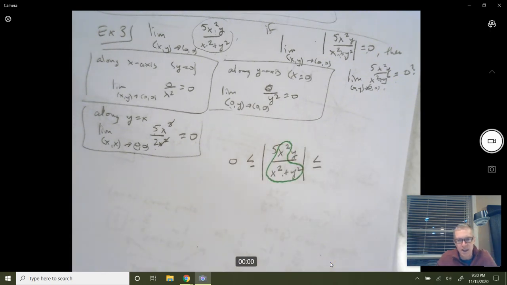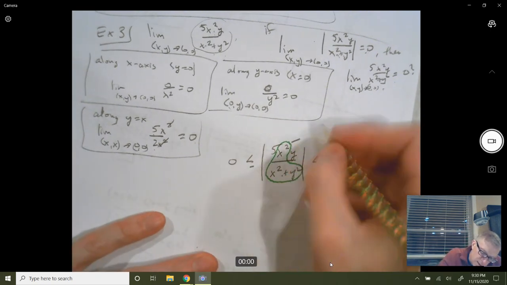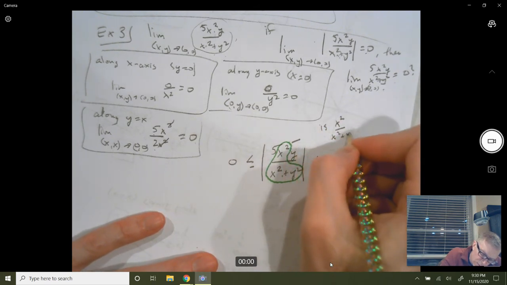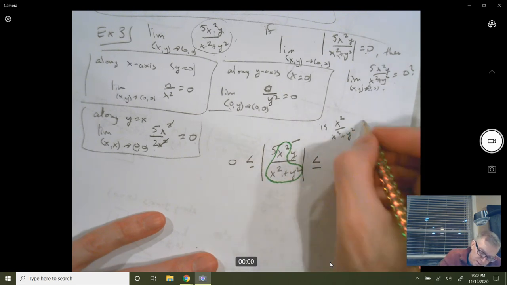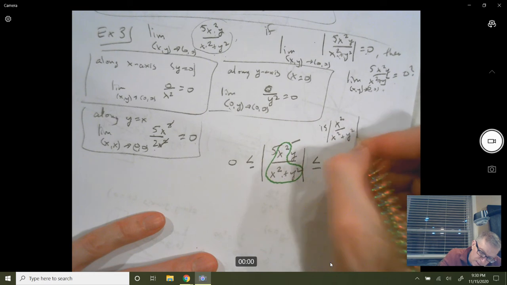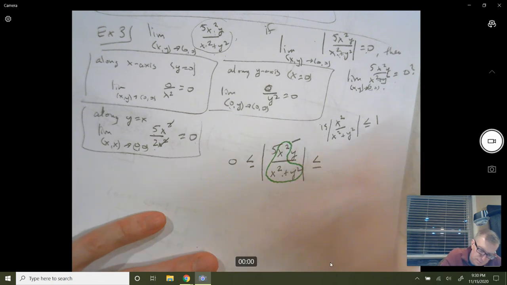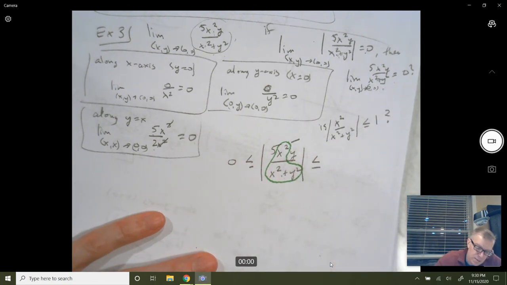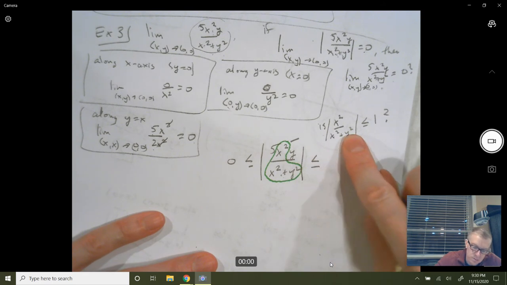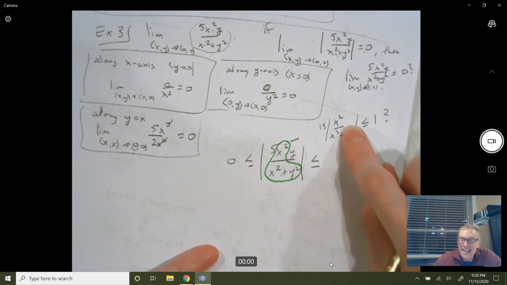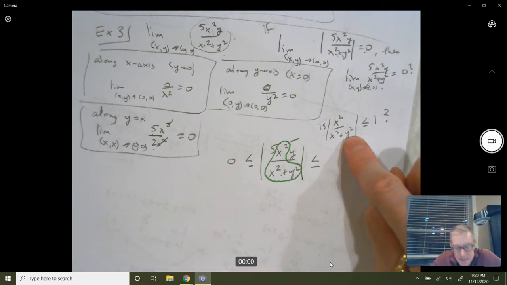And you might be asking, why the heck am I doing that? I'm going to ask you, is x squared over x squared plus y squared always less than or equal to 1? Is that true? Think about this. If y squared is 0, we have x squared over x squared, which is 1. Now, if y is anything else, positive or negative, it's going to be positive when we square it, and it's going to make our denominator bigger, so it's going to make the quantity less than 1.